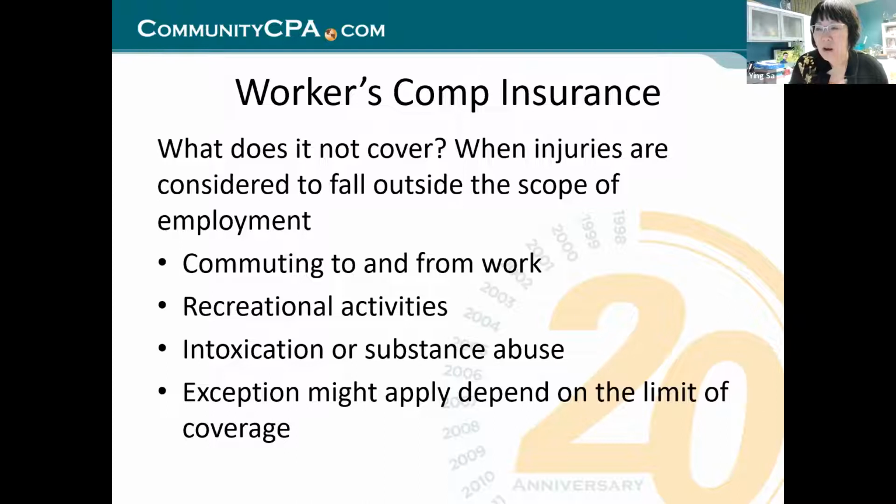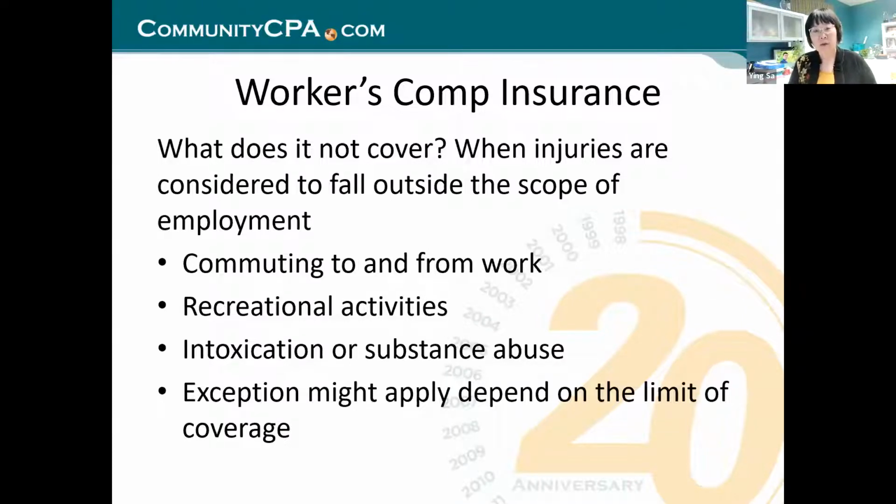All right, so this covers all of the things we talked about, right? The funeral, the ongoing costs, the wages, the medical bills, but it doesn't cover certain things. It doesn't cover commuting to and from work. So if you were driving to work and got into a car accident, that is not workers' comp, even though your destination is the workplace. That is your auto insurance, right? And recreational activities: say your employer took you out to the mountainside and you fall from the mountain peak down to the bottom. That recreational activity should be covered separately in a separate insurance policy, but that's not workers' comp, right?